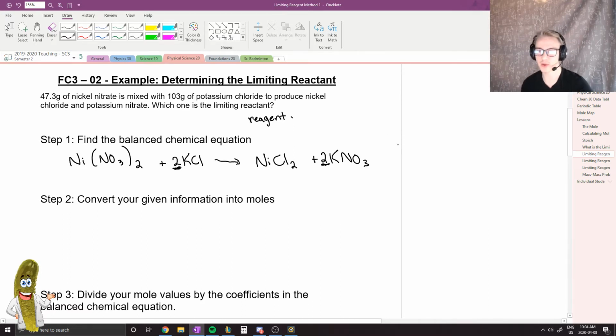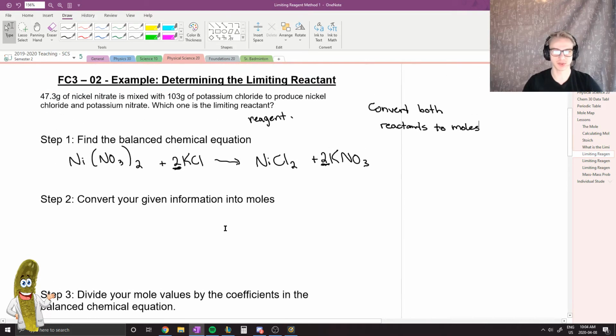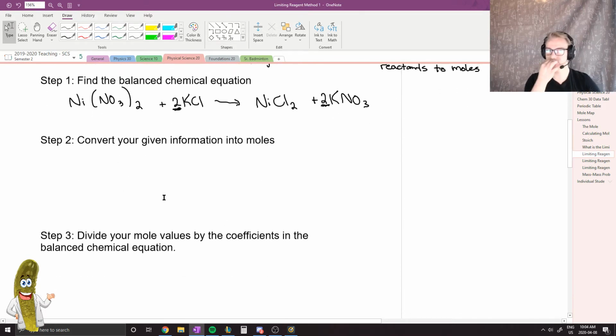So in this first way, what we're going to do is convert both reactants to moles. That's the first thing that we're going to do. We're going to convert both reactants to moles. And I've broken this down into 4 steps here so that we can follow those steps. In the preceding 2 questions, it's also 4 steps, but they're a little bit varied in the steps that you use. You always start with the balanced chemical equation, but from steps 2 to 4, that'll slightly change depending on the method you use. So we want to convert the given information into moles.